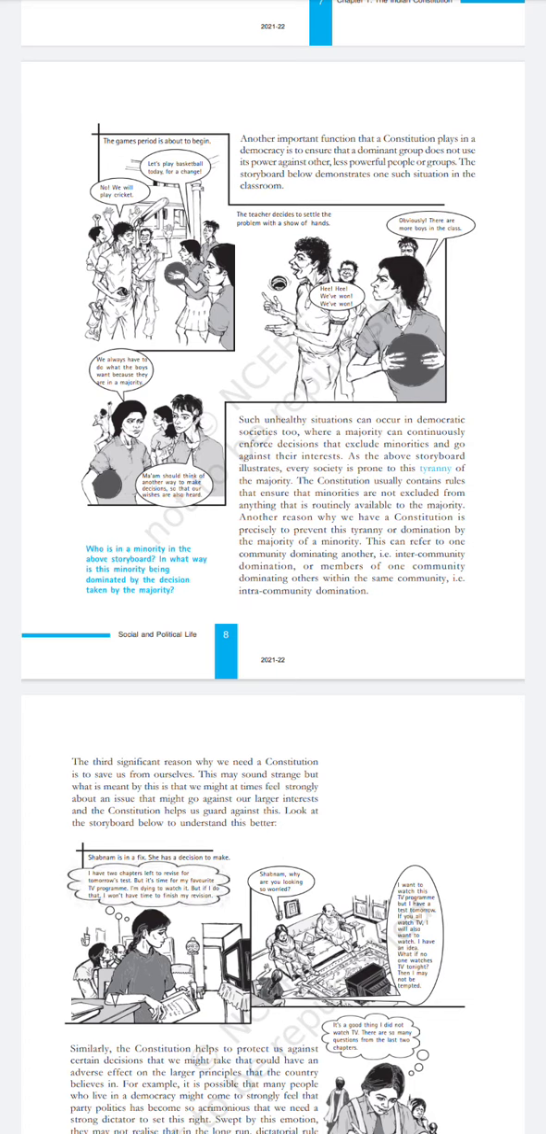The constitution usually contains rules that ensure that minorities are not excluded from anything that is routinely available to the majority. Another reason why we have a constitution is precisely to prevent this tyranny or domination by the majority of a minority. This can refer to one community dominating another, that is, intercommunity domination, or members of one community dominating others within the same community, that is, intra-community domination.